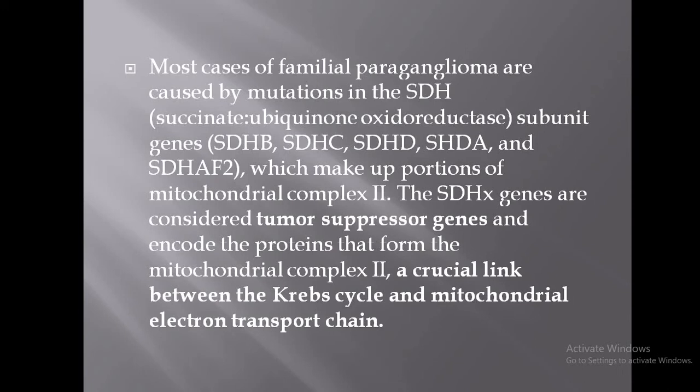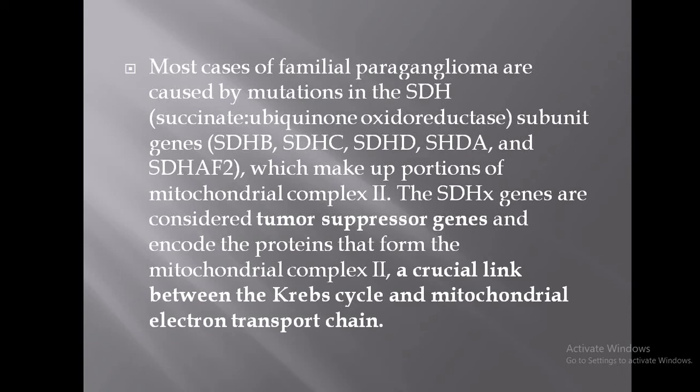Most cases of familial paragangliomas are caused by mutations in SDH subunit genes, and they make up portions of mitochondrial complex 2. So what is the SDH complex? Succinate dehydrogenase catalyzes the oxidation of succinate. SDHB is one of the 4 protein subunits forming succinate dehydrogenase. The other 3 are SDHA, SDHC and SDHD. The SDH complex is located on the inner mitochondrial membrane, and it participates in the tricarboxylic acid cycle and the respiratory chain, that is the electron transport chain.